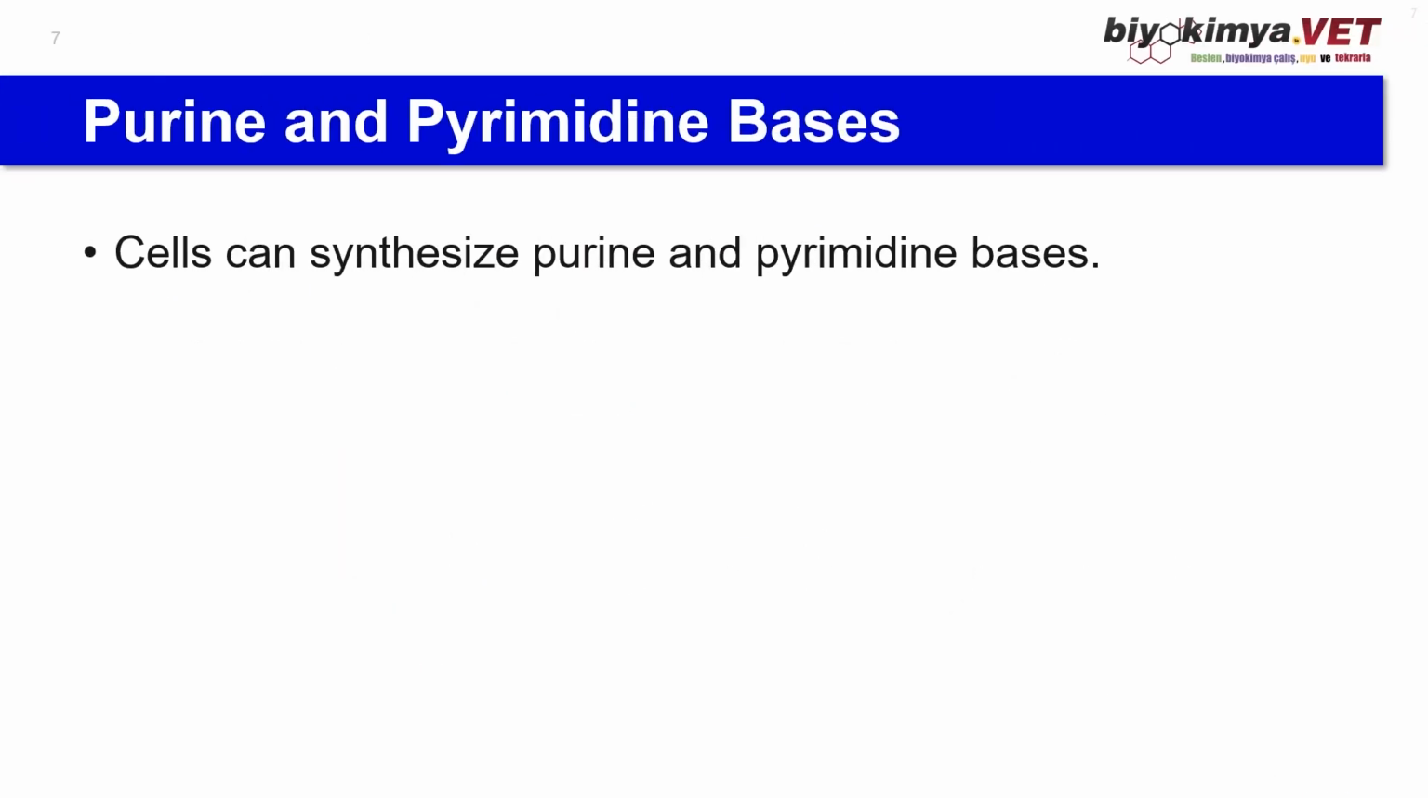Cells can synthesize purine and pyrimidine bases. Purines and pyrimidines are the building blocks of nucleic acids, which are vital for the storage and transmission of genetic information. Every cell has the capacity to build these molecules through specific biochemical pathways. Synthesizing these bases is vital for cell function and division, as they are needed to create the genetic material for new cells.